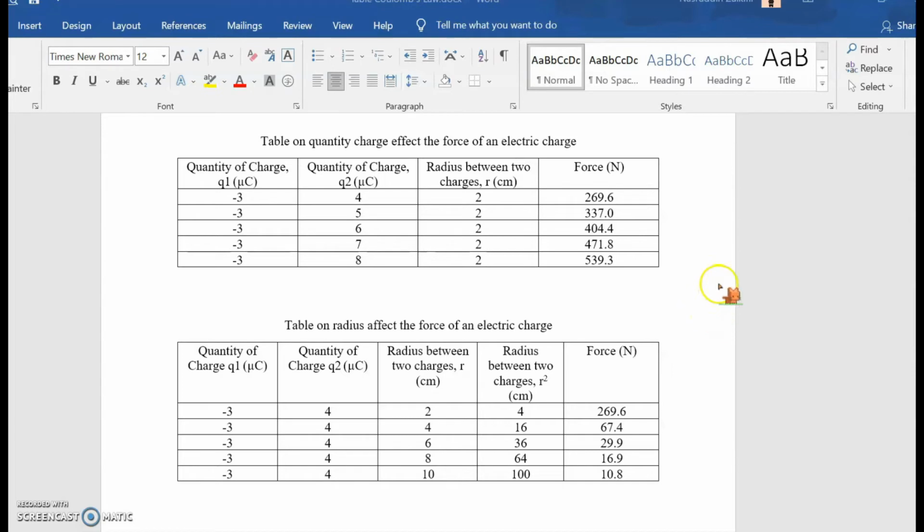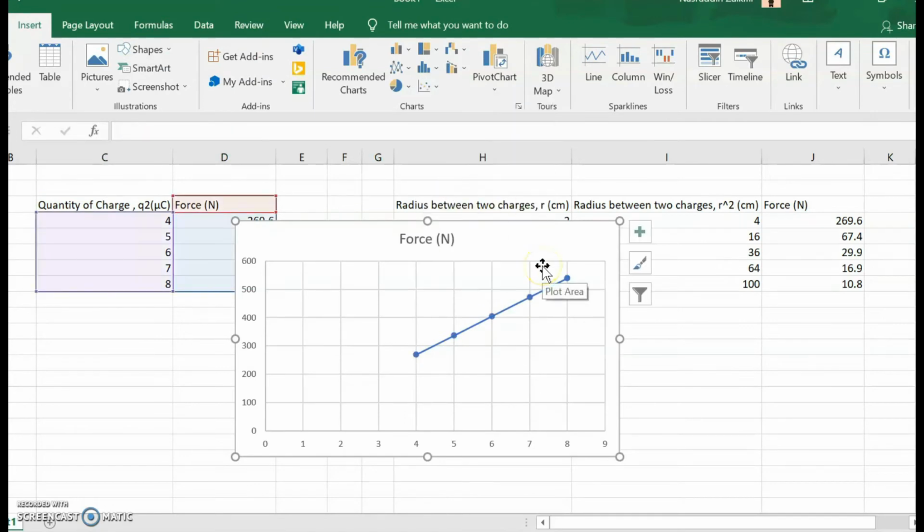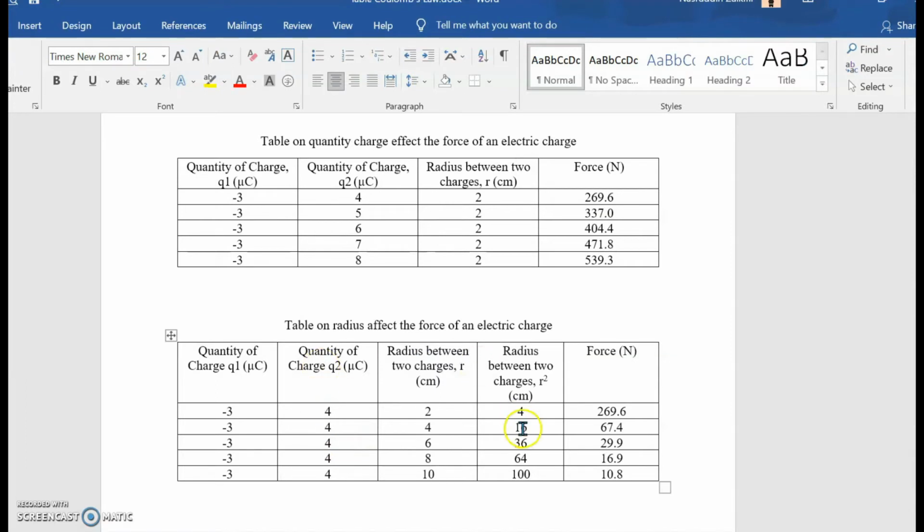After we collect all the data from the simulation, we analyze the data by plotting graphs from the tables. From the plotted graphs, we can determine the relationships in the experiment. After plotting the graph for table 1, we can observe the effect of charge on the electrostatic force. From the graph, the quantity of charge is directly proportional to the force. From table 2, the plotted graph was to determine the effect of the radius between charges on the electrostatic force.